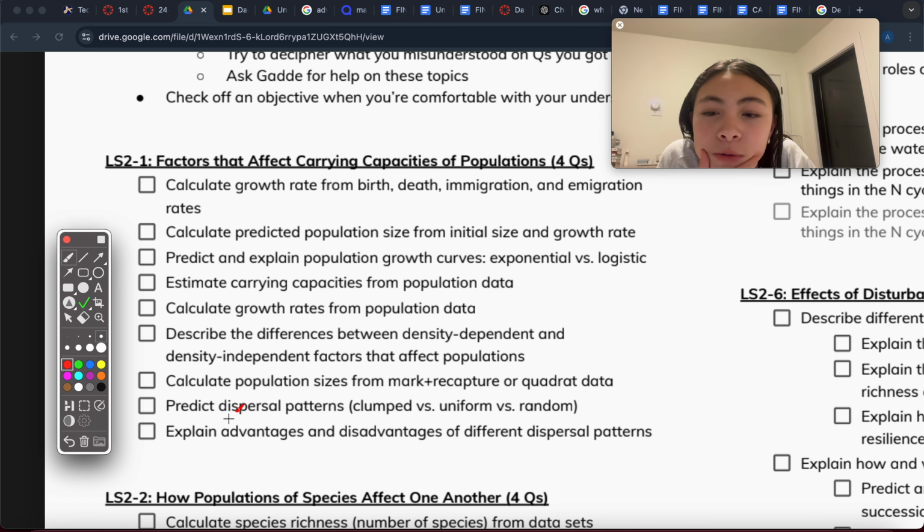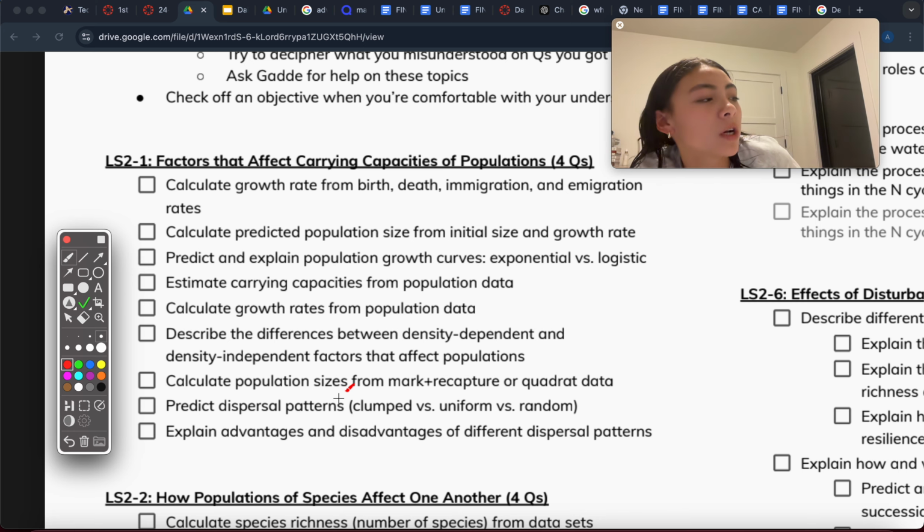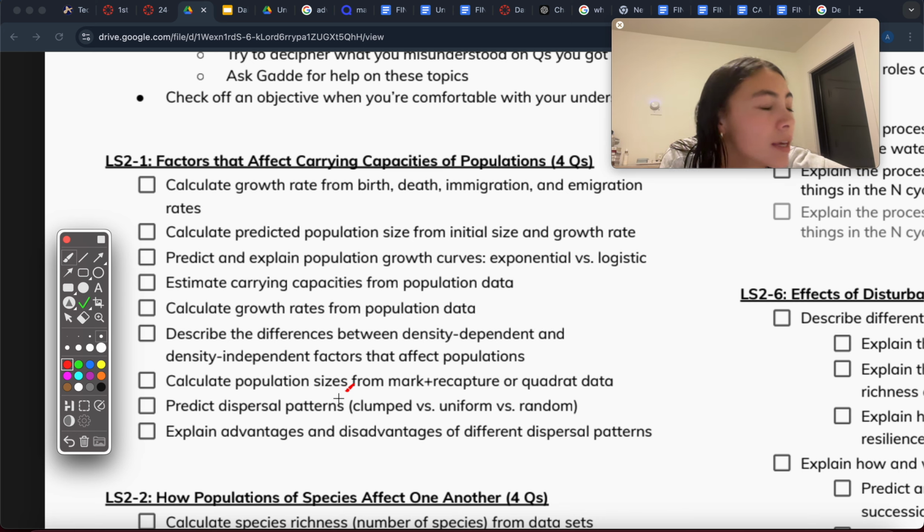Oh, and important to realize, dispersal patterns are going to be in a single species. They're not going to be multiple species. I hope this isn't just stating the obvious, but it's going to be in only one species.